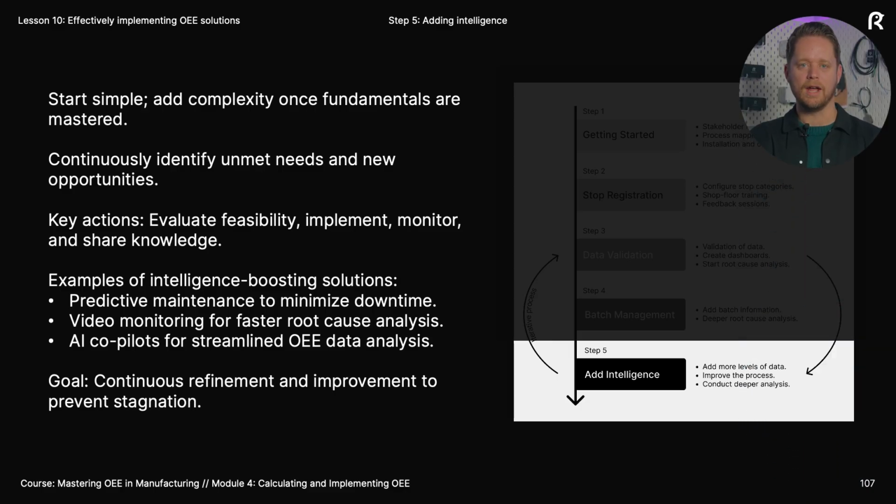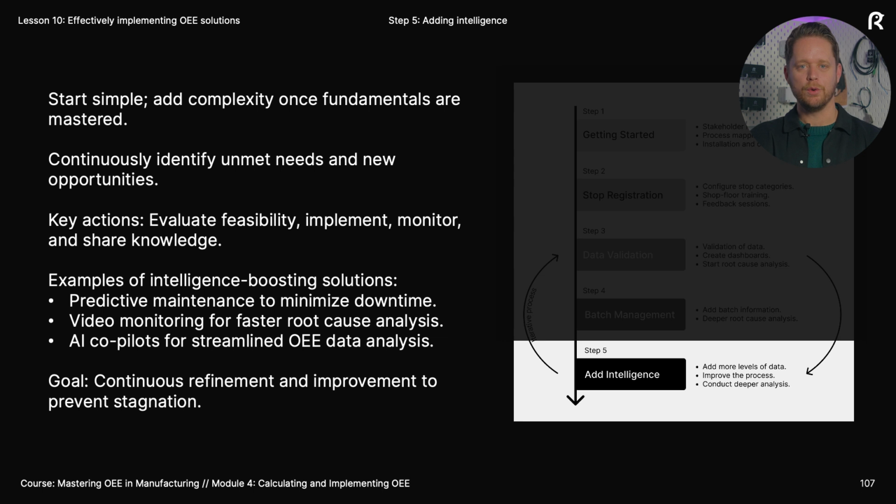Step 5 is about adding intelligence. When rolling out solutions, it's generally best to start simple and gradually add complexity. This is a stage where you can introduce that complexity after mastering the fundamentals. The key here is to keep looking for needs that aren't being fulfilled and new opportunities. Then decide on what is feasible, implementing and monitoring solutions, and facilitating the sharing of knowledge across the organization.